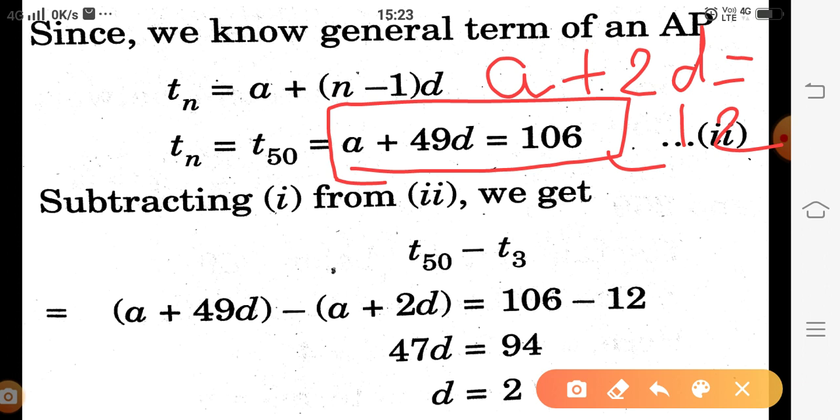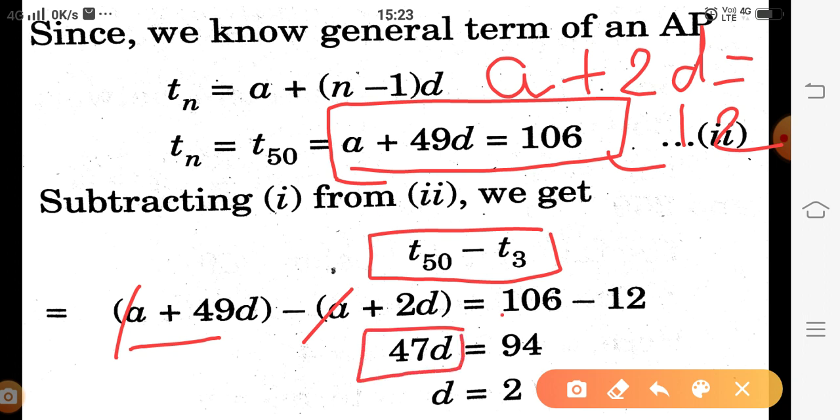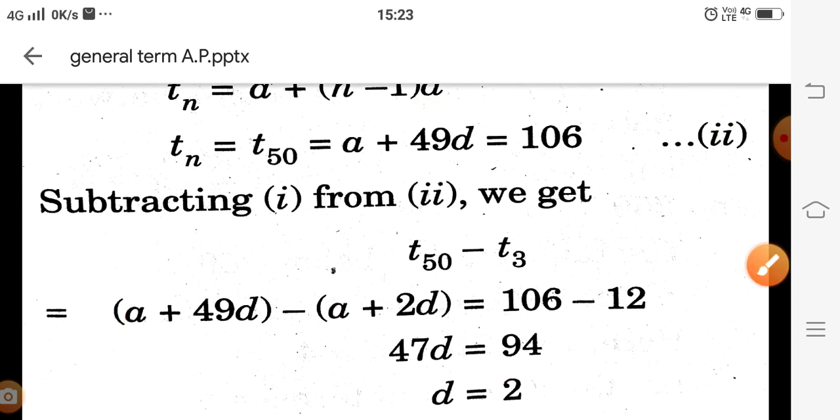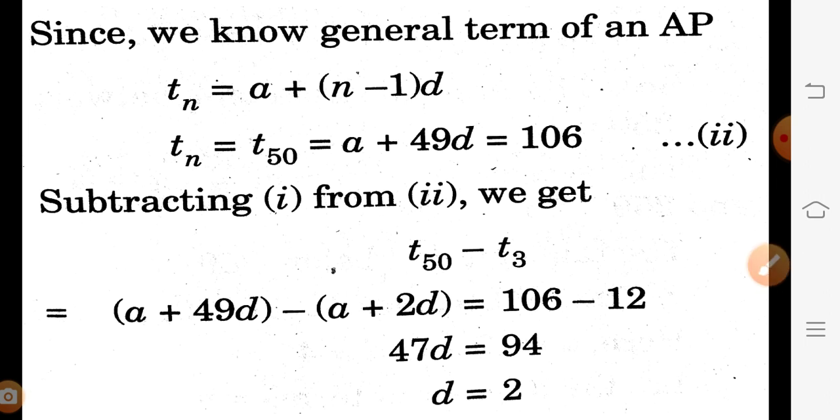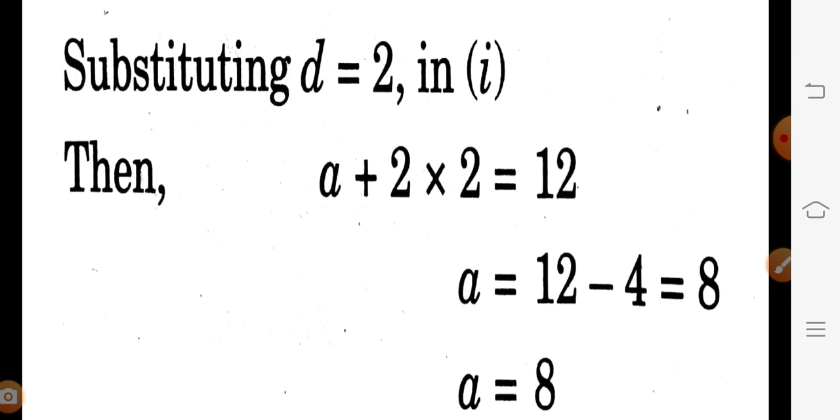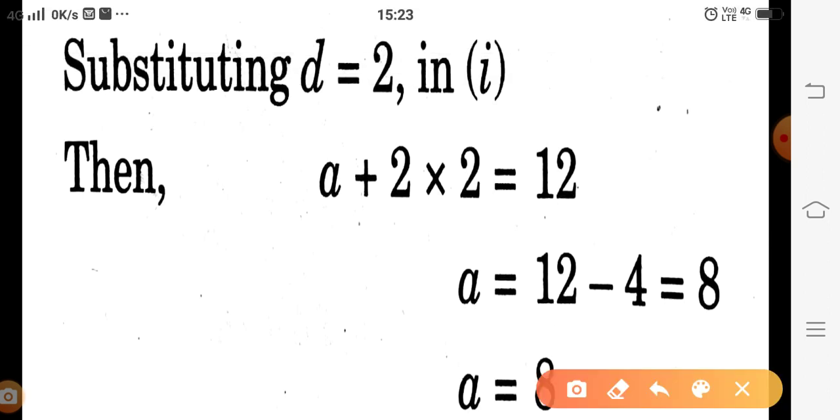in chapter 3. Then if you are subtracting these two equations, A gets cancelled out, 49D minus 2D we are getting 47D, and 106 minus 12 we are getting 94. Then D we are getting as 2. Now the value of D we have, and if you are putting the value of D in any one of the two linear equations, easily you are getting the value of A, the first term. Then I am putting in the first equation, A plus 2D is equal to 12.